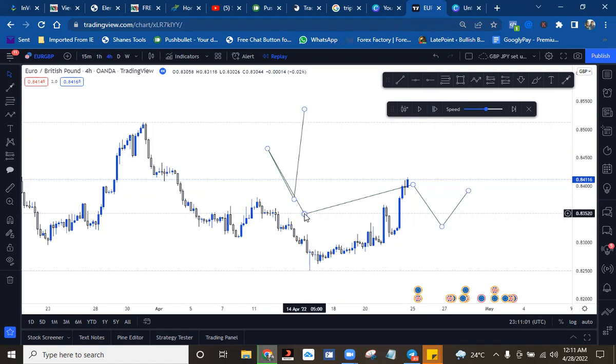So download TradingView on your phone also. Also make sure you download MT5, which I know a lot of you should have.